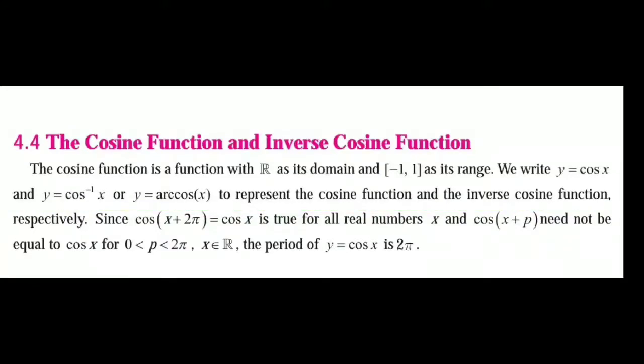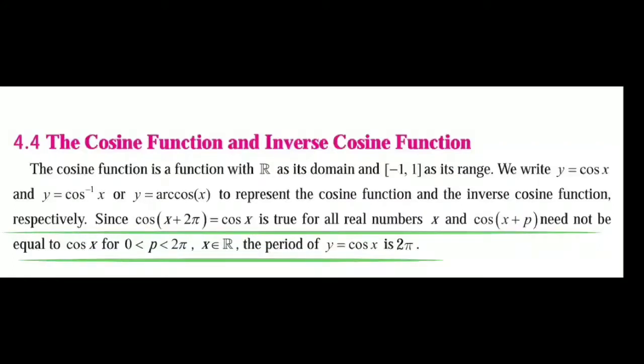Since cos(x + 2π) = cos x is true for all real numbers x, and cos(x + p) need not be equal to cos x for 0 < p < 2π, for all x belonging to R, the period of y = cos x is 2π.